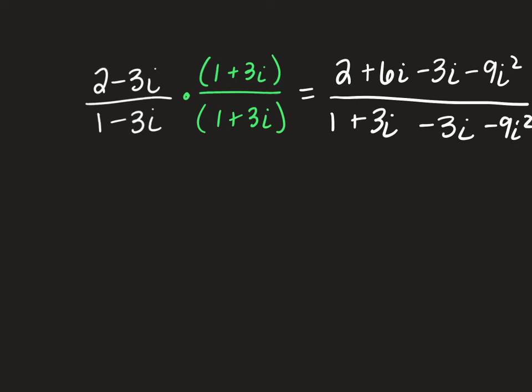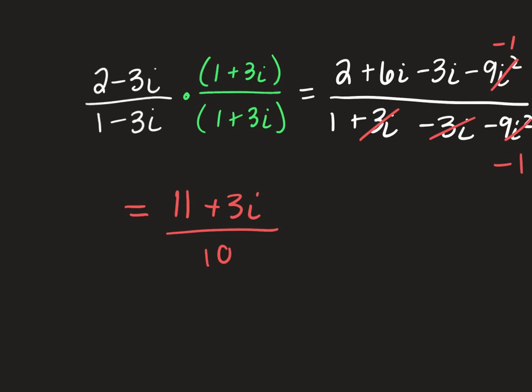Those i squareds become negative 1s, right? So then on top, you're going to have 2 plus 9, which is 11. And then 6 minus 3 is 3. And then on the bottom, we have 1 plus 9, which is 10. And then the positive 3i and negative 3i cancel out. The goal is to get rid of i on the bottom.